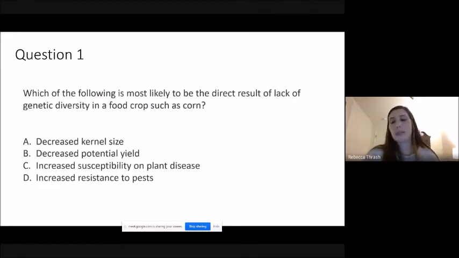So let's get into some practice questions. Question 1: Which of the following is most likely to be the direct result of lack of genetic diversity in a food crop such as corn?